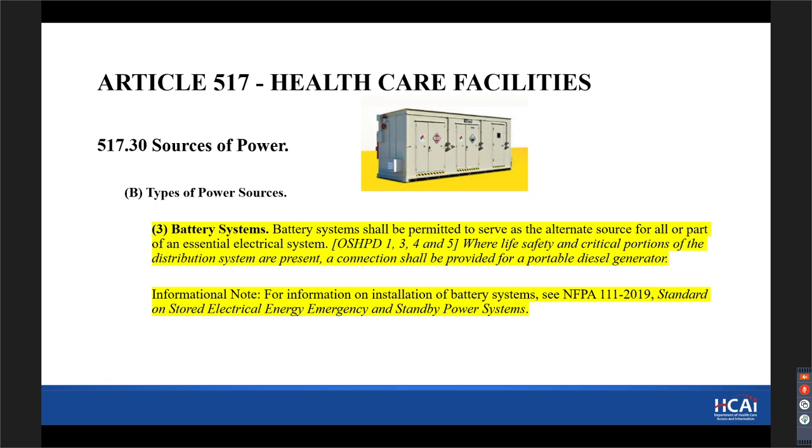The other acceptable emergency power source besides generators and fuel cells are batteries. And so this allows that batteries are acceptable means of emergency power sources. Again, there's a requirement for a portable generator that would need to be connected without modifying the existing building wiring system. And there's an informational note about NFPA 111 that has requirements for stored electrical energy for standby systems.